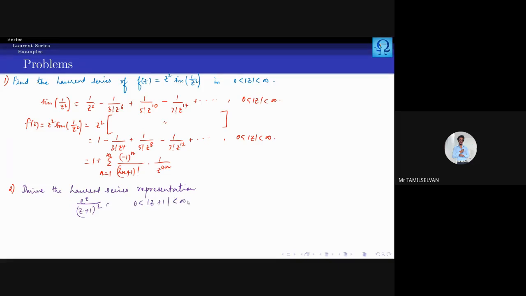Which is the point of singularity here? Z equals -1. Z equals -1. Is the region clear?